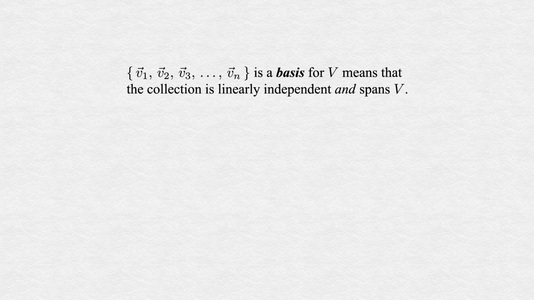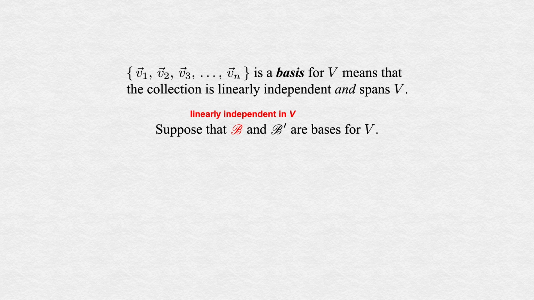A basis for V is a finite collection of vectors in V that is both linearly independent and spans V. Now suppose that B and B' are two bases for V. On the one hand, B is linearly independent in V, and B' spans V, so B' must be at least as large as B. On the other hand, B' is linearly independent in V, and B spans V, so B must be at least as large as B'.